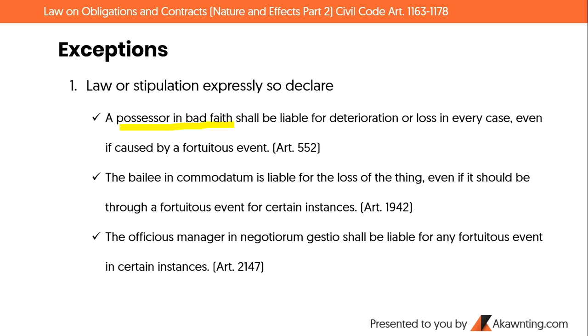And let's say that specific thing was lost through a fortuitous event. So let's say a typhoon or an earthquake suddenly happened and the thing was lost, or there was suddenly a fire. What will happen is he will still be liable. What is his liability? Of course, return the thing. If he cannot return it because it was lost via a fortuitous event, of course he will pay the value of the thing. So there will be reparation, and he will also be criminally prosecuted. So in that case, even if the cause of the loss of that specific thing is a fortuitous event, he will still be liable.